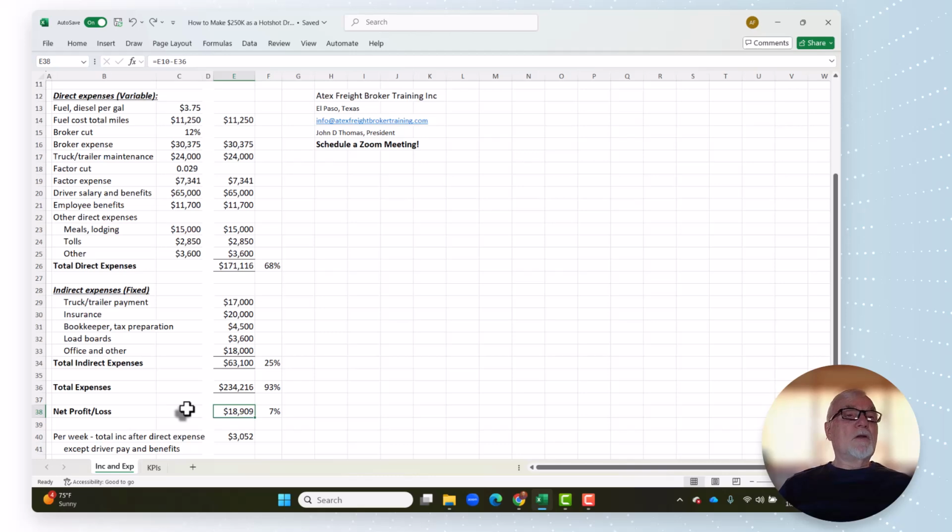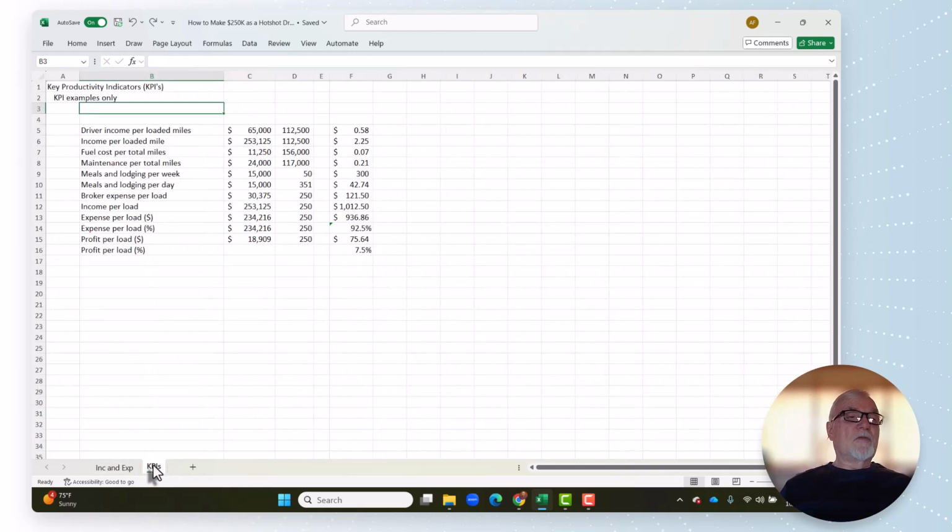Now, why do you need all this information? Let's take a look at the other spreadsheet here for the key productivity indicators, KPIs. These are just examples of how you can take information from your expenses and from your income, and you can come up with different statistics. These should be key indicators that help you make decisions on how to run the business. Your key indicators should be something you understand and something that you can take action on.